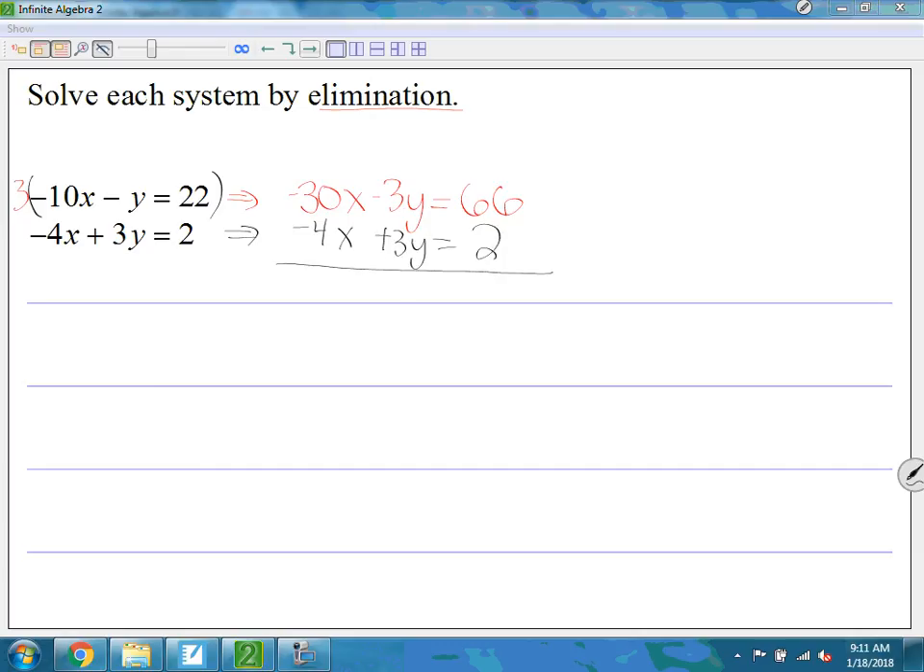Now, Pete, what do I do next? Add them together. Okay, and what would I get? You get negative 34x plus y. So what's negative 3y plus 3y? Oh, negative 6. It's 0y. So instead of saying y, you just say nothing. Okay. Now, Pete, what would x be then? Will we divide that by negative 34? Good.